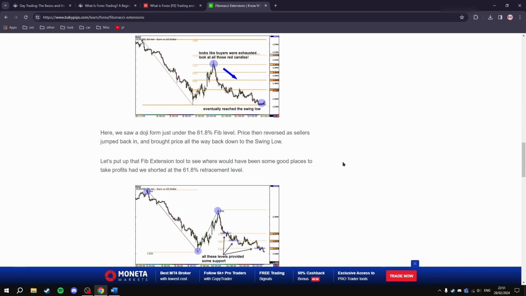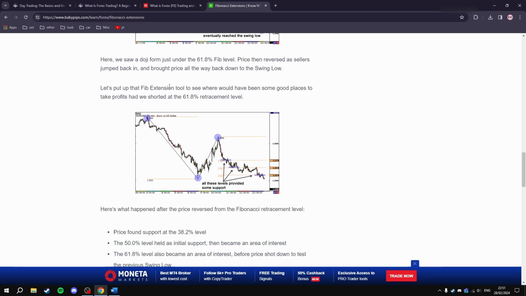Price then reversed as sellers jumped back in and brought price all the way back down to the swing low. Yep, so swing lows here. Let's put up that fib extension tool and see where we could have had some good places to take profits had we shorted at the 61.8% retracement level.